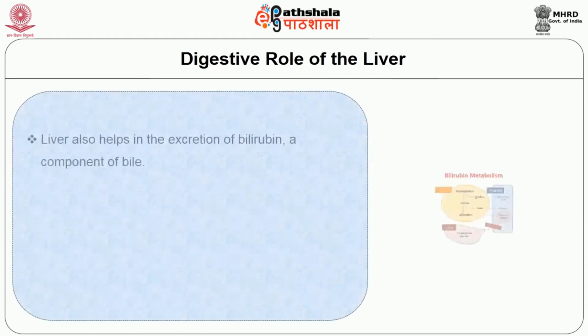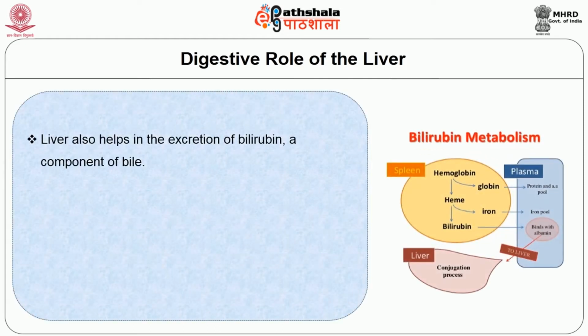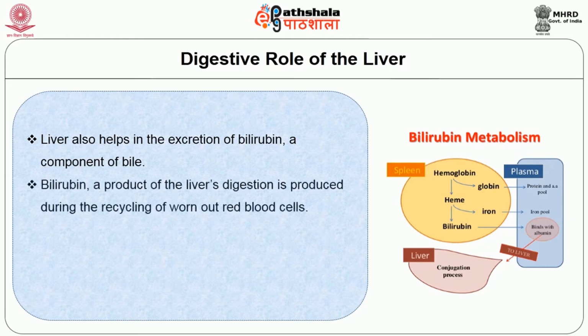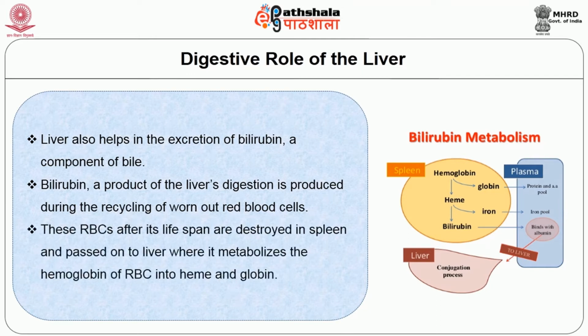Liver also helps in the excretion of bilirubin, a component of bile. Bilirubin, a product of liver's digestion, is produced during the recycling of worn-out RBCs or red blood cells. The red blood cells after its lifespan are destroyed in spleen and passed on to the liver, where it metabolizes the hemoglobin of RBC into heme and globin.